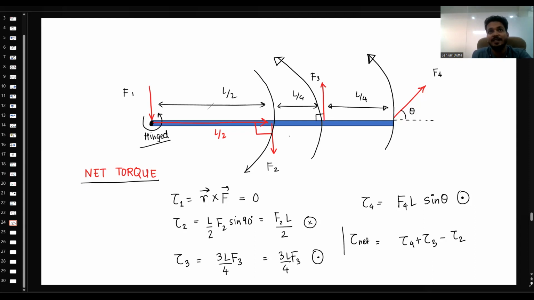So when you finally find out the net torque, you are seeing that I am adding torque number 4 and torque number 3, and I subtract torque number 2. Does that make sense? So in a way, when you are actually finding out net torque, you don't have to do R cross F. Most of the time, you just need to see in which sense the rotation is happening. Is it happening clockwise or anti-clockwise? That's what you have to check.